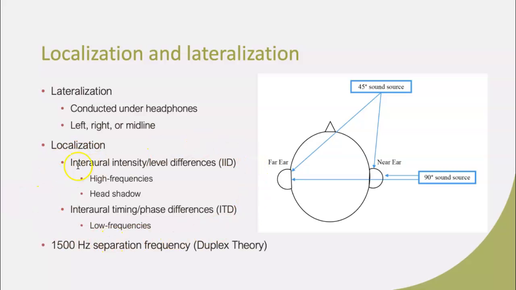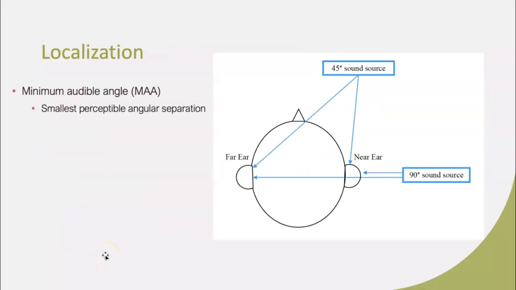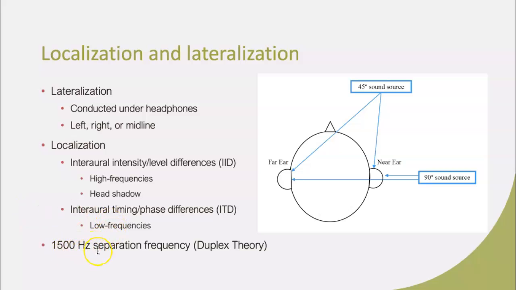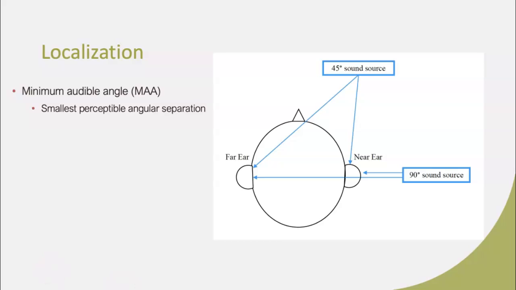There are a couple of cues that we're going to talk about on Monday. One is interaural intensity or level differences. One is interaural timing or phase differences. These two cues help us localize sounds. I'm going to hold off on getting very detailed now, but think about the two cues. Interaural intensity means the sound is louder at one ear versus the other. The other cue is interaural timing or phase differences, which means the sound hits one ear before the other ear. Then we talk about a cutoff between high and low frequencies, and that's about 1500, which again we'll talk about. But for now, think about what lateralization and localization mean, and then we'll talk about some cues on Monday.